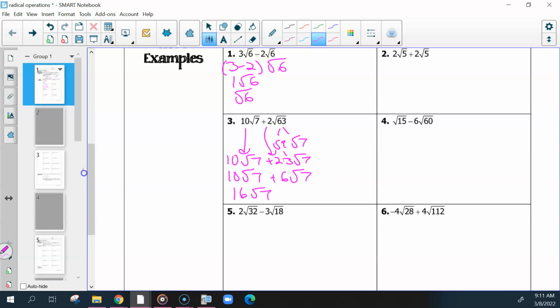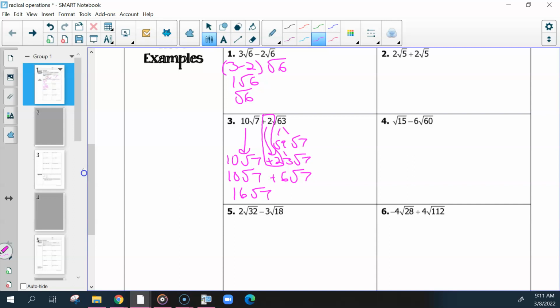Wait, how did they? We got 3 because the square root of 9. Then we brought down this 2. Wait, so why did you bring out a 2? Because we have to. You can't just leave this by itself. So whatever was in the original, we have to bring that down.